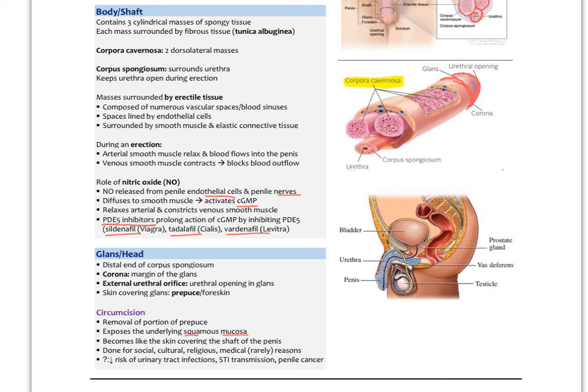We think that removing the foreskin might decrease the risk of urinary tract infections, might reduce the transmission of sexually transmitted diseases, and potentially reduce the risk of penile cancer, squamous cell cancer. Most of that, we don't think medically has a tremendous role. So mostly circumcision is done for these other reasons. All right, so that's the overview of the penis and the relevant structures there.